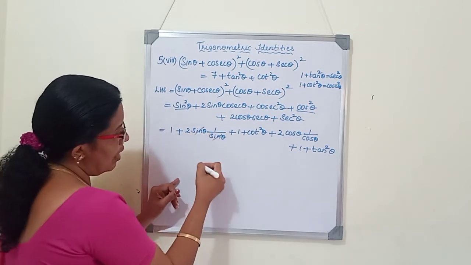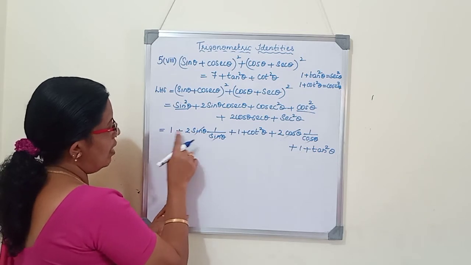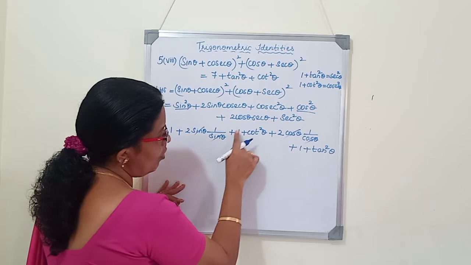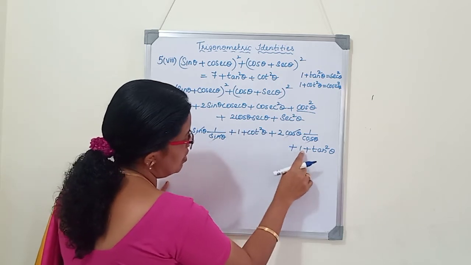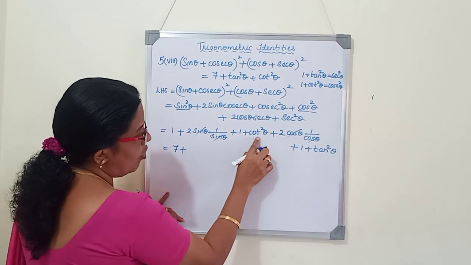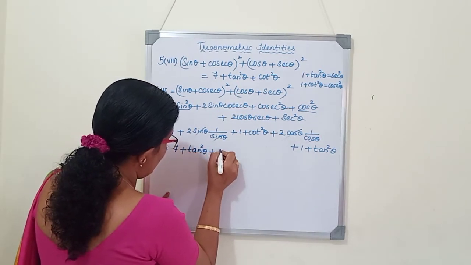Now this sin theta will cancel. Cos theta will cancel. Here 1, 2 into 1, 2. So 1 plus 2, 3. 3 plus 1, 4. 4 plus 2, 6 plus 1, 7. So 7 plus here cot square and here tan square. So tan square theta plus cot square theta.